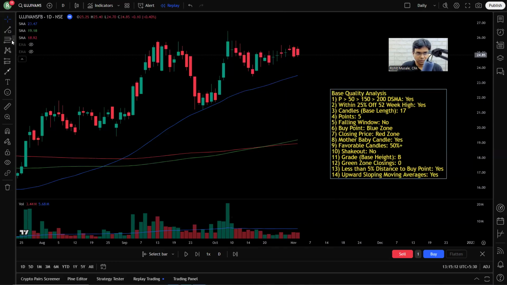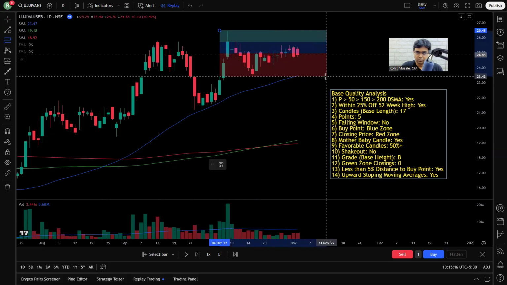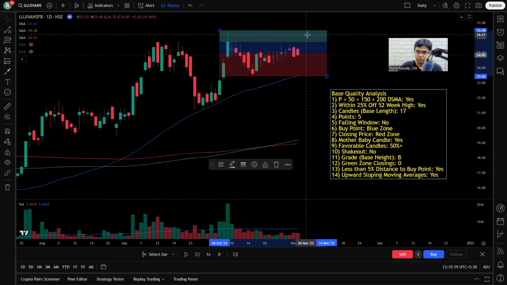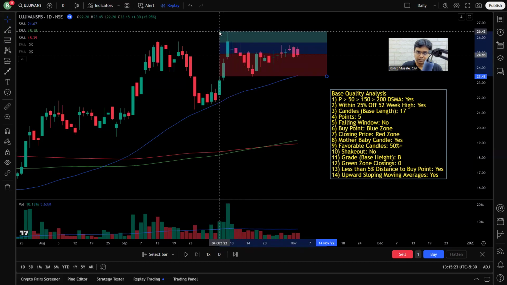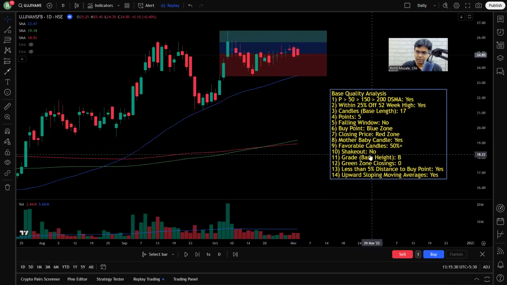So I will draw the base first. This is the base. So green zone, blue zone, red zone, you already know all of that. Yeah, so that's the base. Okay, so let's start our analysis.